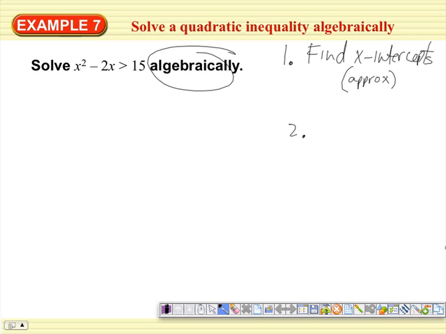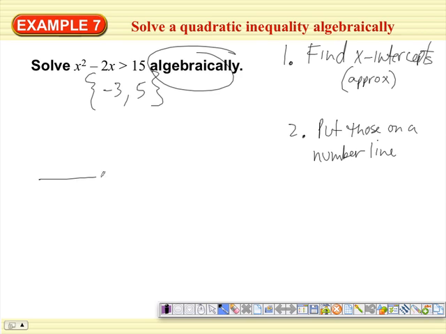Okay, what are those points? Give me one. Anybody? Negative 3? 5. Those are your zeros. Here's step number 2. Instead of putting that on a graph, we're going to just put it on a number line. So step 2, put those on a number line. So draw a number line. People like this method better because it's easier to understand. But the other method, if you understand it, is actually quicker than this method. So let's draw this.